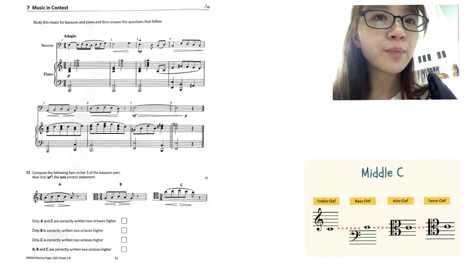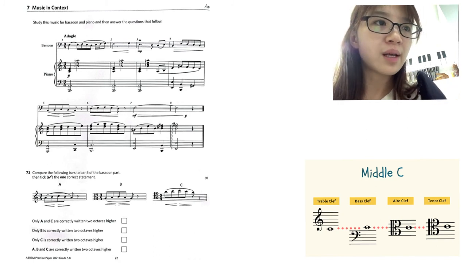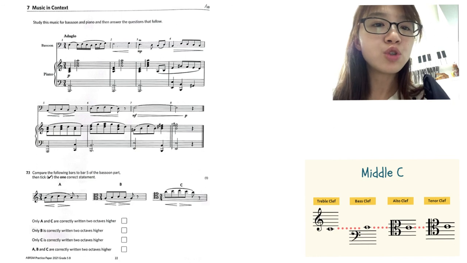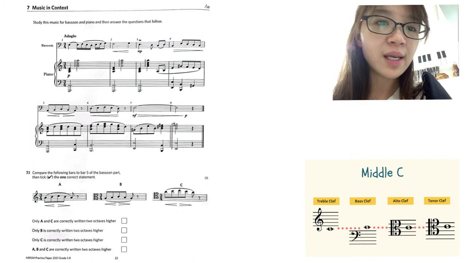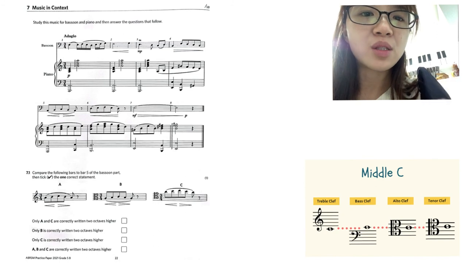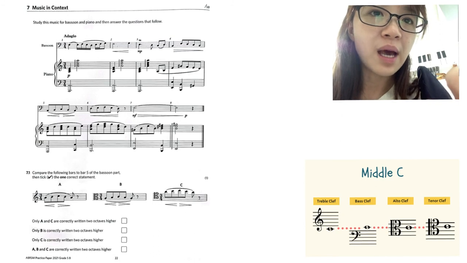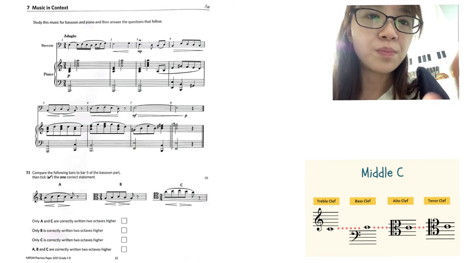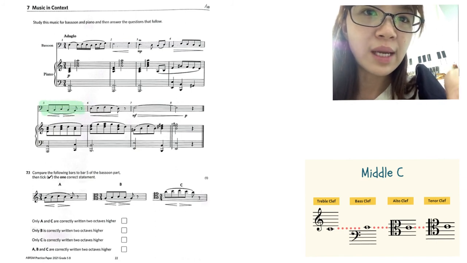For question 7.1, it's about answering according to the context. Usually they ask you to compare the following A, B, C with one of the bars. In this case it is bar 5 of the bassoon part. You can read it this way: this is the bassoon part and this is the piano part. You can see the bracket here, it means the piano part. So bassoon bar 5 is over here. Let's highlight it so that it's easier for us to read later on.